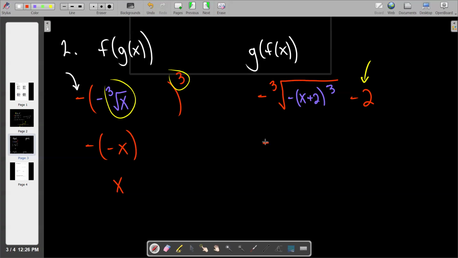So we wind up with the negative of, and I'm going to use some creative brackets here, negative x plus 2 minus 2. And I elected to use those funny looking parentheses just because math people, what's the matter?